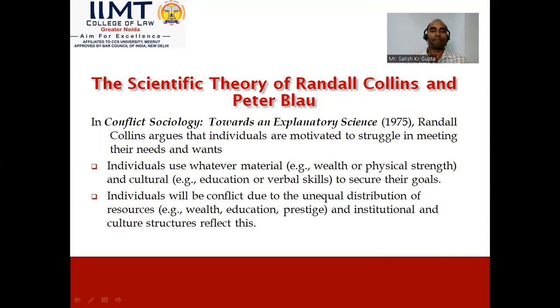Further, the scientific theory of Randall Collins and Peter Blau. We can see in Conflict Sociology: Toward an Explanatory Science, 1975, that Randall Collins argued that individuals are motivated to struggle in meeting their needs. He argued that individuals use whatever material resources, for example wealth or strength, and cultural resources, for example education and verbal skills, to secure their goals.